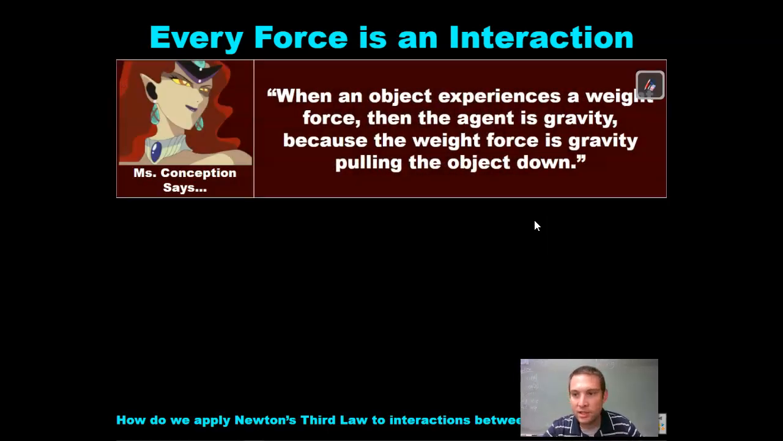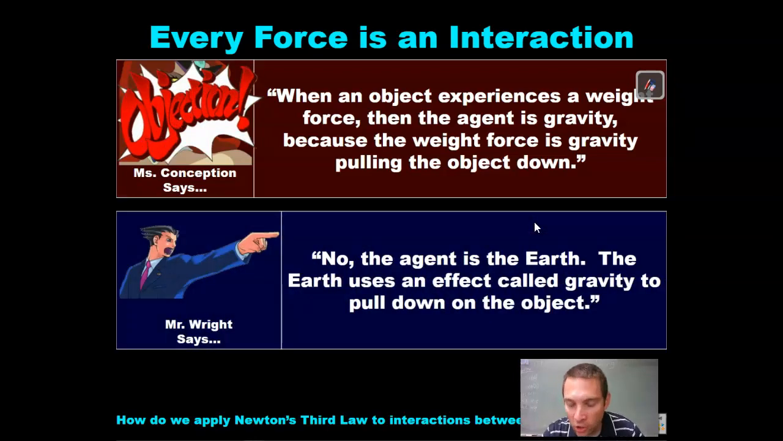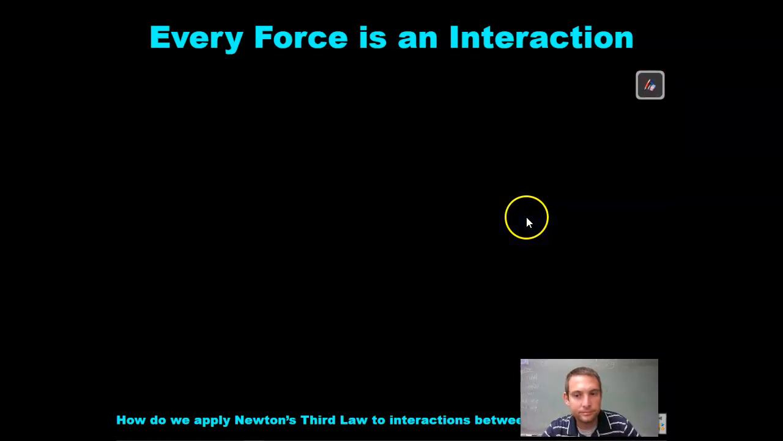Misconception: when an object experiences a weight force, then the agent is gravity, because the weight force is gravity pulling the object down. No! The agent is the earth. The earth uses an effect called gravity to pull down on an object. So gravity is not a thing. It's just what happens.